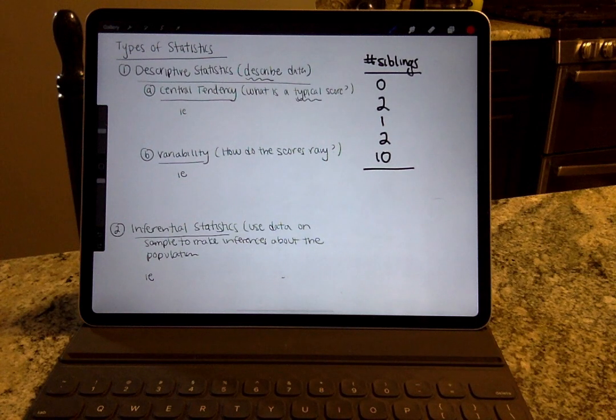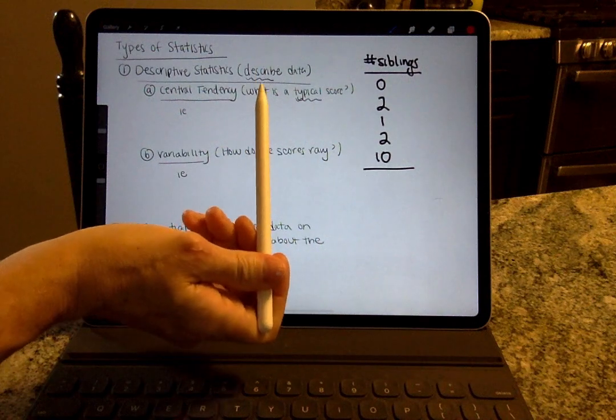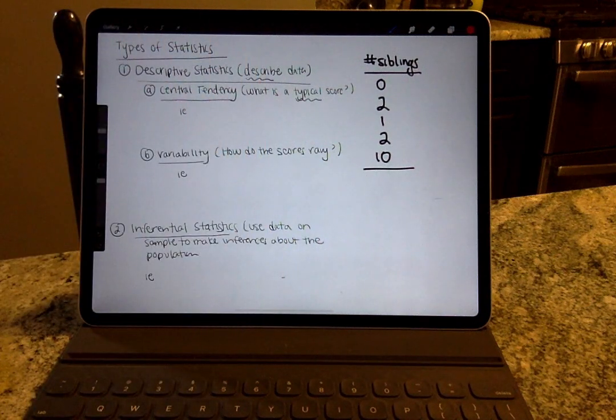This lecture is about the different types of statistics. So we're going to start up here with the first larger category of statistics, which is something called descriptive statistics. And like the name implies, descriptive statistics describe data. If you've taken a general statistics class, pretty much the focus of a general overview statistics class is on this first type, these descriptive statistics.